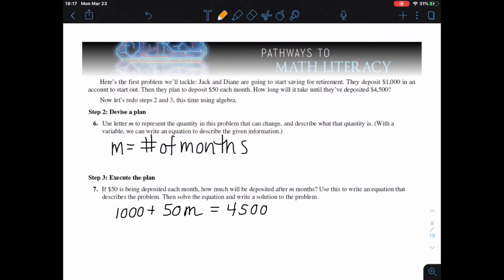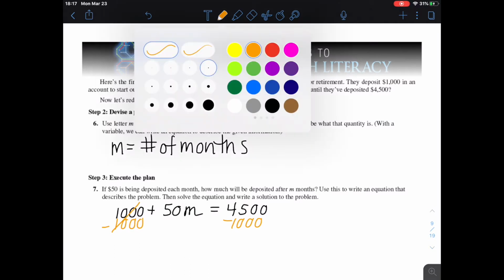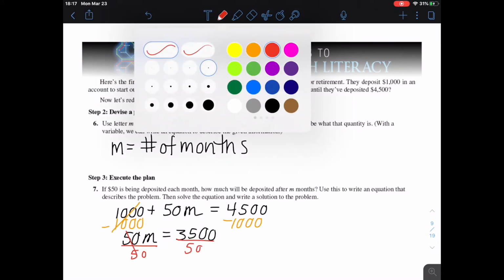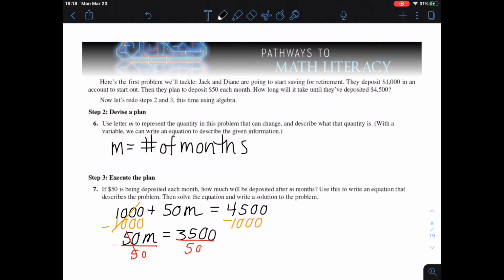So if we use the techniques to solve this, subtract 1,000 from both sides to make the thousands cancel on the left, you get 50M equals 3,500. Dividing by 50 makes those cancel. And then we've already done 3,500 divided by 50. You get the same answer. M is equal to 70 months. Okay.